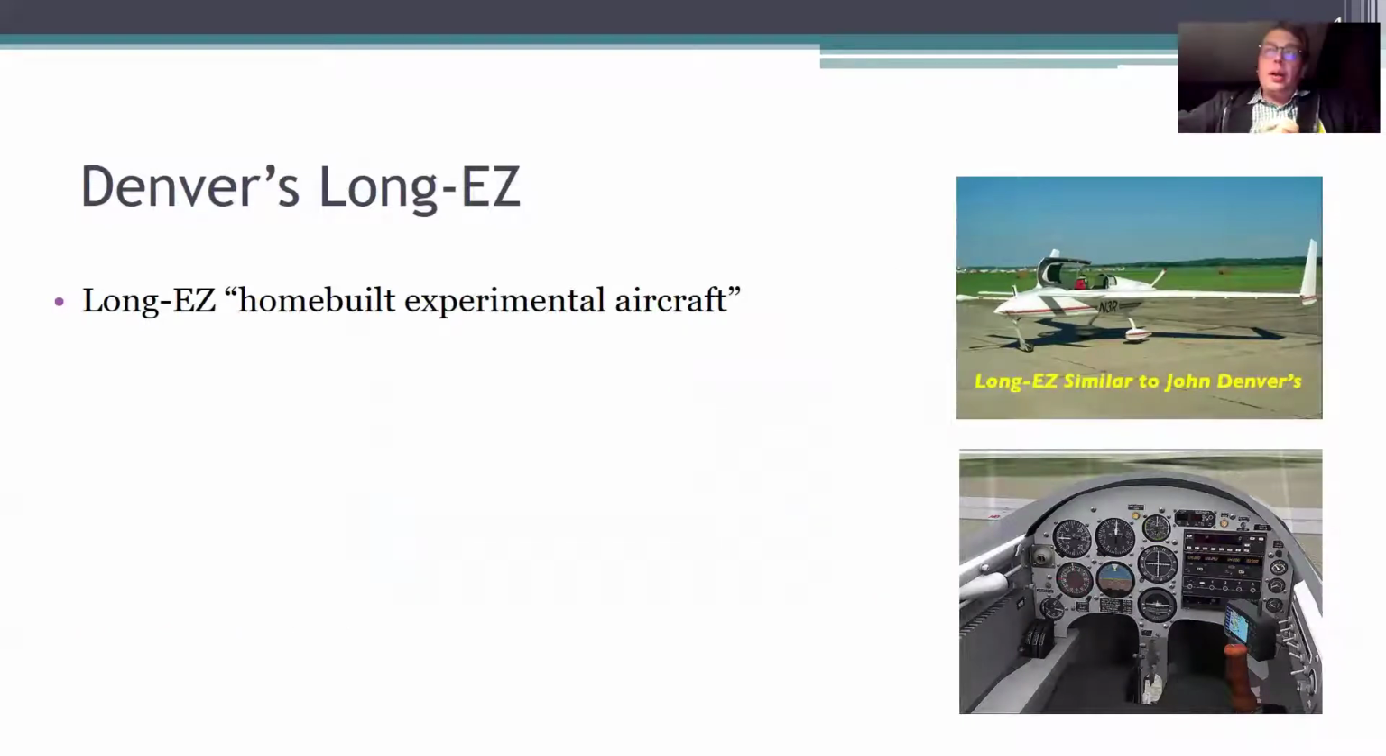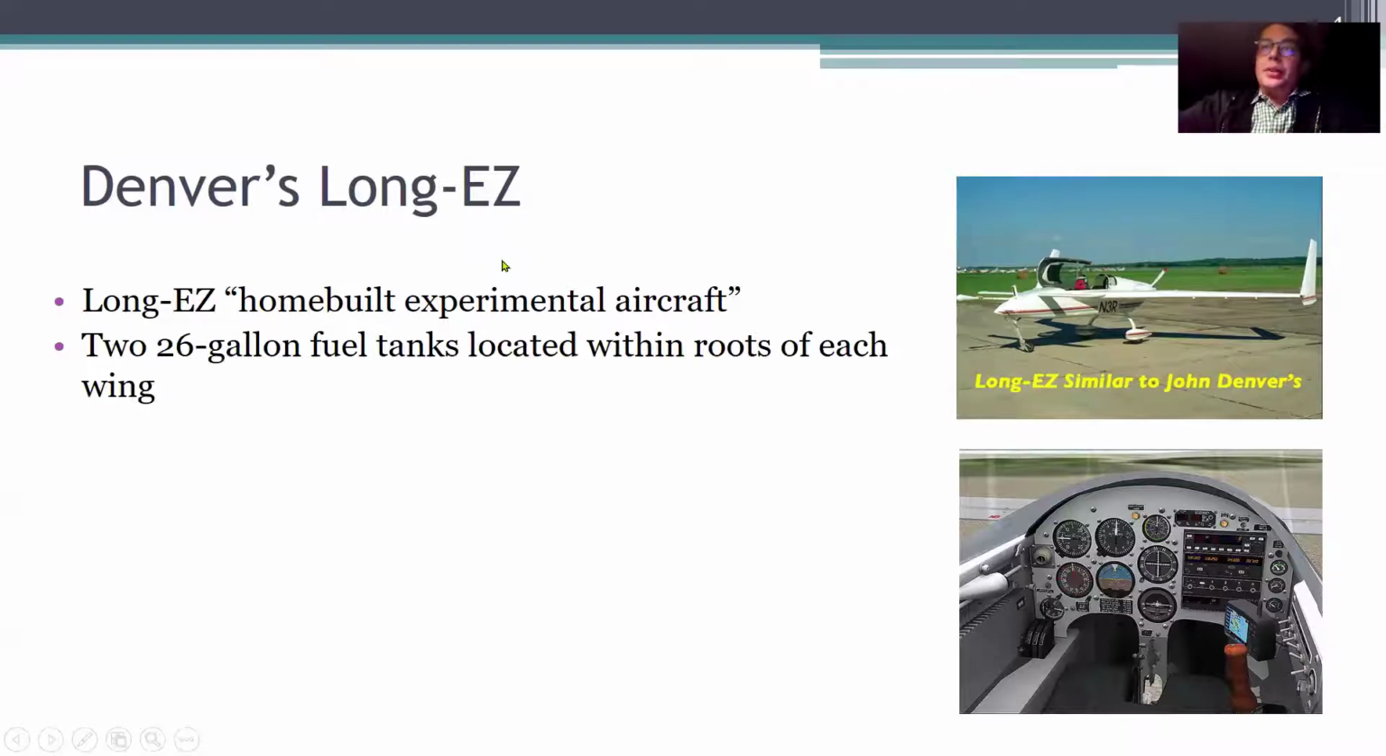Okay, so there is a world of experimental aircraft, which is pretty exciting to me, which is, build it your own, and then it's airworthy. And one of these models is called a Long Easy. This model here is very similar to what John Denver had purchased. He basically traveled to purchase this aircraft and was essentially test flying it before the purchase here. So he's flying it.